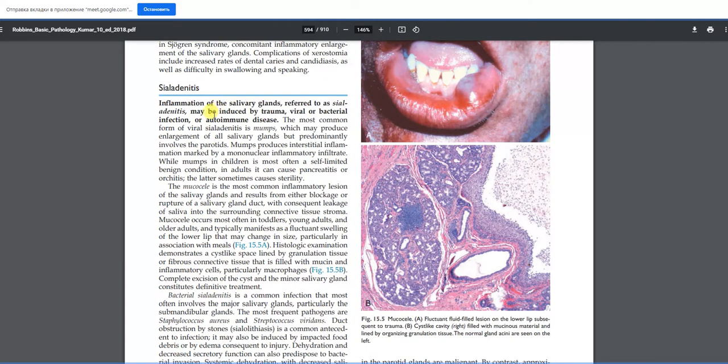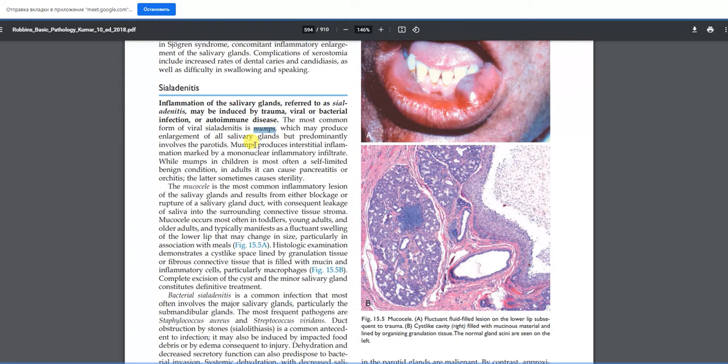Sialadenitis is inflammation of a salivary gland, which might be caused by trauma, viral or bacterial infection, or autoimmune disease. The most common cause of sialadenitis is mumps. It's a viral sialadenitis, the mumps disease. It affects different exocrine glands, and it's good if it affects only the parotid glands. So usually the parotid glands are affected.